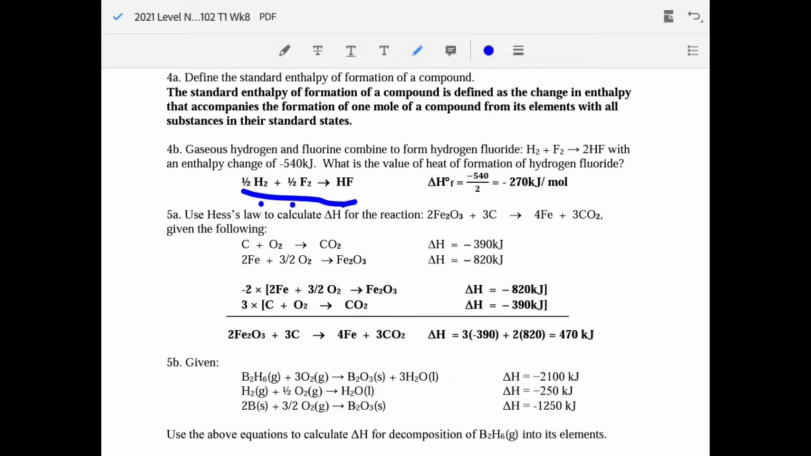and then 1 mole, and then you just balance it. And with an enthalpy change of minus 540 kilojoules. So you need 1 mole, this is 2 moles, so you just divide by 2, and you get minus 270.